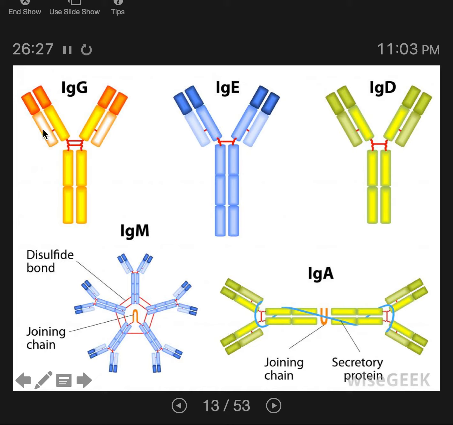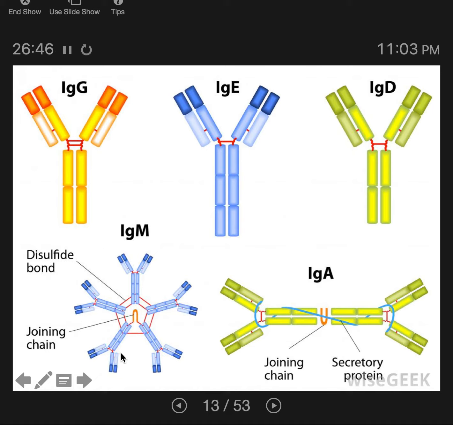So you have the bivalent, which is normal. Bivalent means you have 2 binding sites, or 2 paratopes. And then IgA here has a valence of 4. It has 4 binding sites, or 4 paratopes. IgM has a valence of 10.